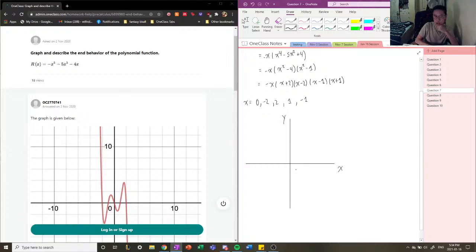This is x, and this is y. And we have zeros at 0, negative 1, 1, 2, and negative 2. Okay? Let me draw this better.